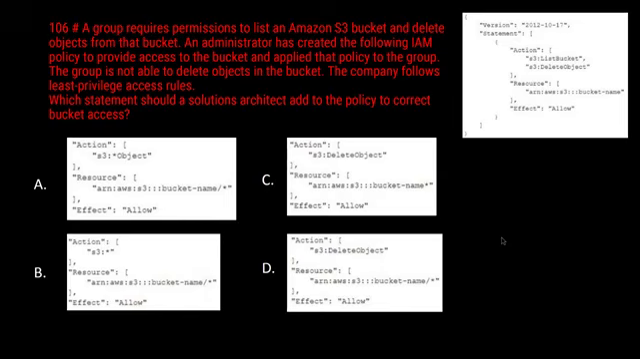A group requires permissions to list an Amazon S3 bucket and delete objects from that bucket. An administrator has created the following IAM policy to provide access to the bucket and applied that policy to the group. The group is not able to delete objects in the bucket even after doing that. The company follows the least privilege rule. What is least privilege? It means give only the permissions that they require. Don't give permissions for everything. Which statement should a solutions architect add to the policy?